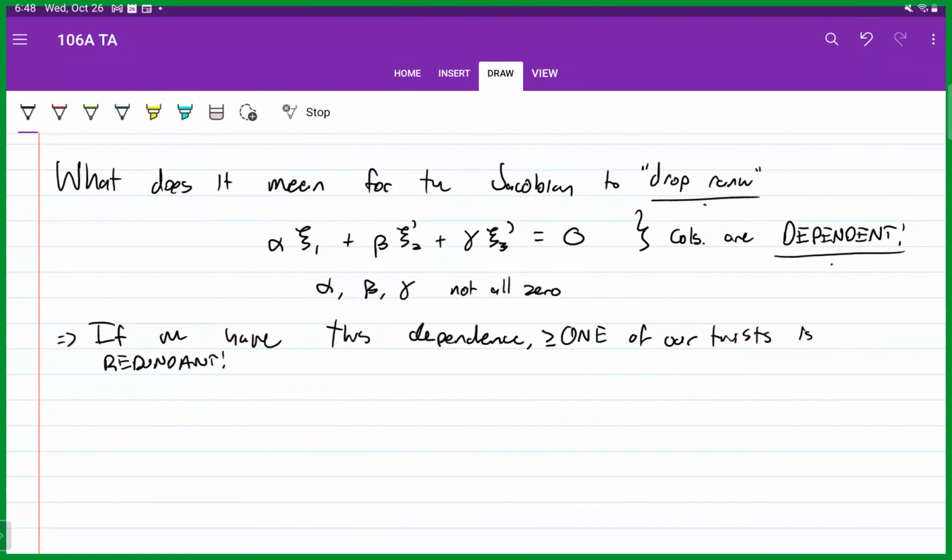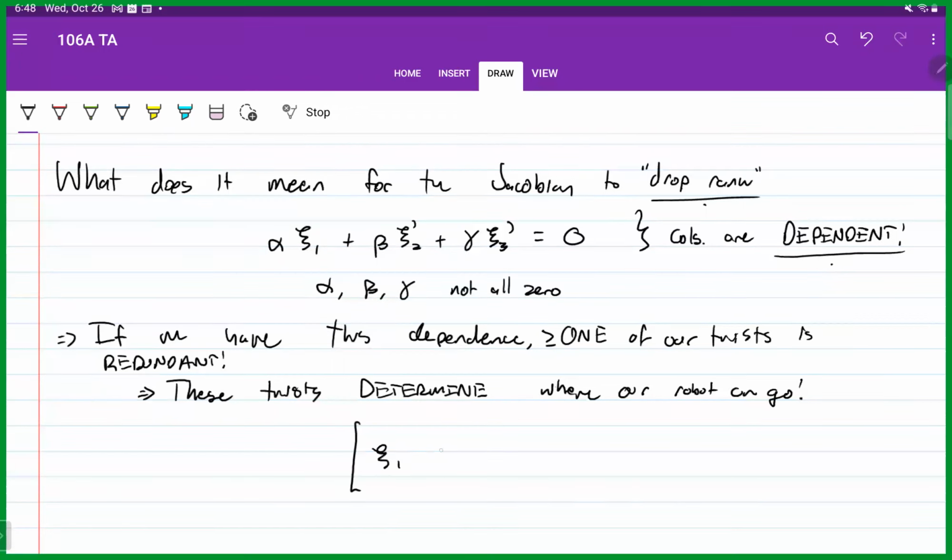So what does this mean for the directions that we're able to point our robot in? Well, if one of our twists is redundant, then we essentially lose an entire degree of freedom in our robot. Okay? So these twists, remember, determine the motion of our robot. They determine where our robot can go.